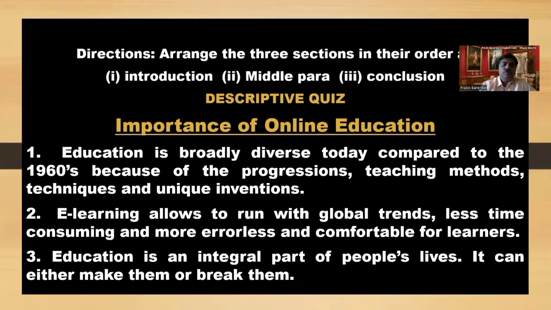Your time is up. Here is your answer. Answer sequence is 3-1-2. Your introduction part will be 3 because it can either make them or break them. This is a nice proverb. You can begin your introduction part with a proverb. Okay. Section number 1 will be your middle part. Education is interrelated to another education part, that is sentence number 1. And the final conclusion part will be the rest one, e-learning.